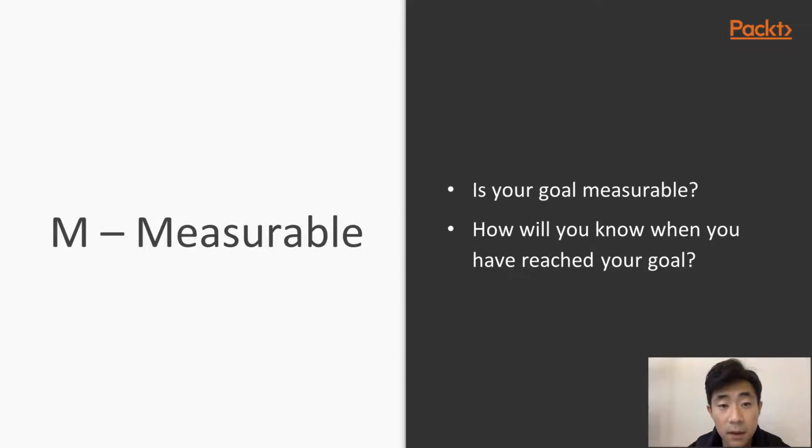We also want to be measurable. So the M in SMART is measurable. So here is where we would actually use a metric. Is your goal measurable? Like perhaps you want to increase customer loyalty. Well, how are you going to measure that?